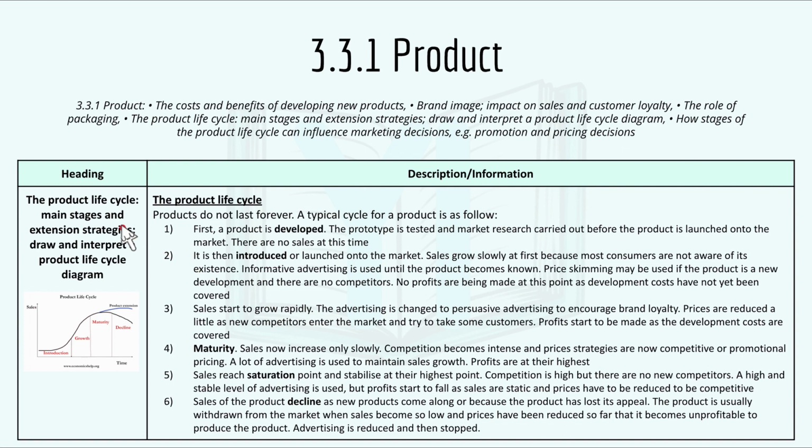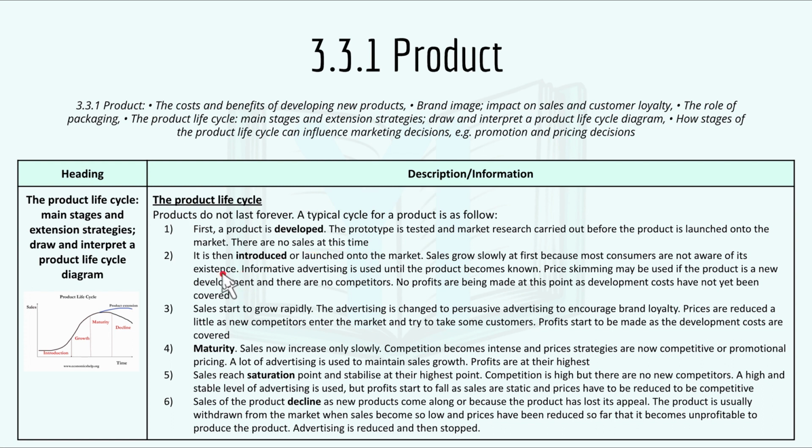Then we have the product lifecycle, which covers the main stages and extension strategies, and how to draw and interpret a product lifecycle diagram. So here's the product lifecycle. Products do not last forever, and the typical life cycle for a product is as follows. Number 1, first a product is developed, and the prototype is tested and market research carried out before the product is launched onto the market, and there are no sales at this time.